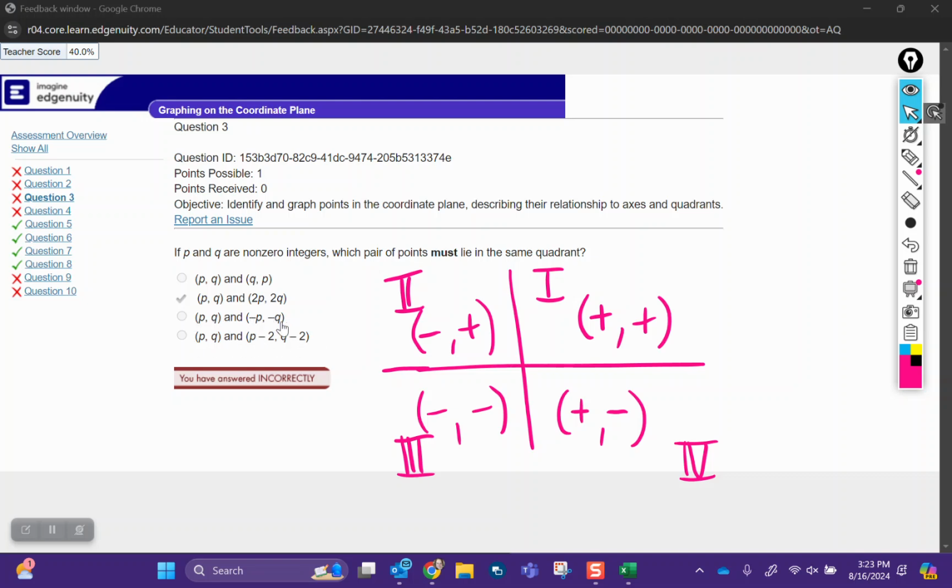What the third one and fourth one are saying definitely are not true. This is saying if you change their signs. Well, you can see that by changing signs, we end up in different quadrants. Also in this last one, let's say P is 1 and then I subtract 2, 1 minus 2 is actually negative 1. So we would be here, but now we're over here. So that last one doesn't work either.